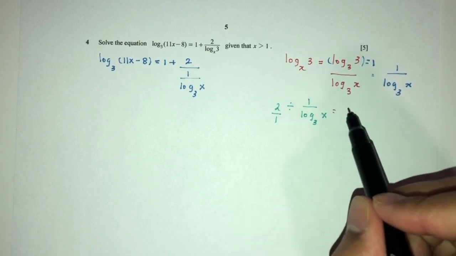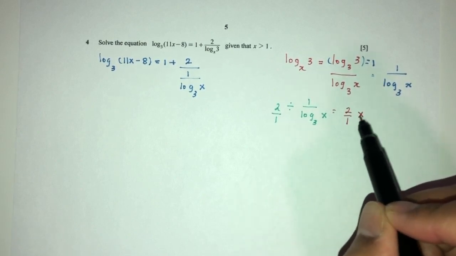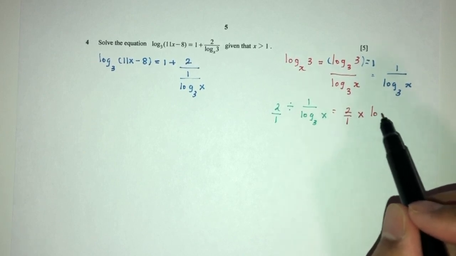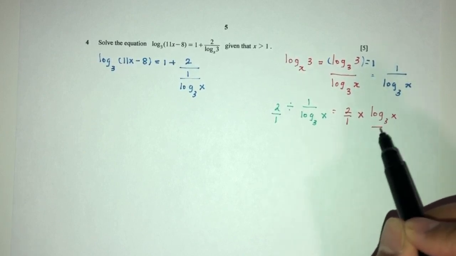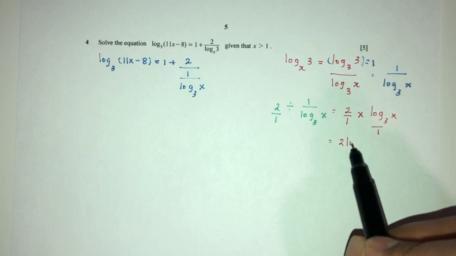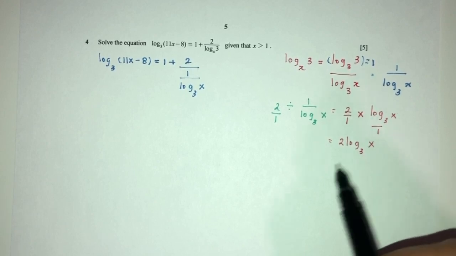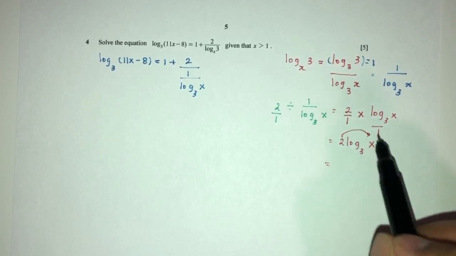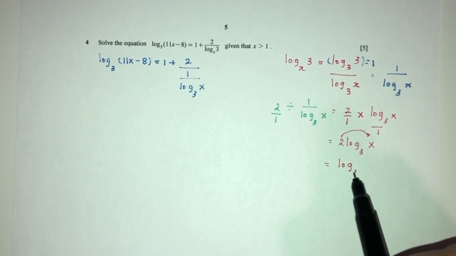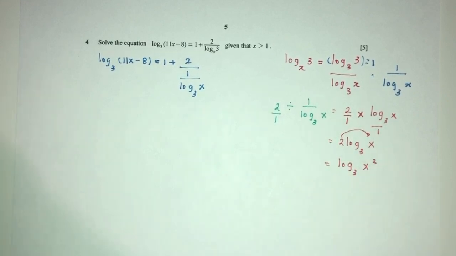So simplify, that will give you 2 over 1, multiply, then we have to flip this upside down. That will become this over 1. So this will give you 2 log base of 3x. Simplify, we can send this over here as power. Log base of 3, that will be x squared.